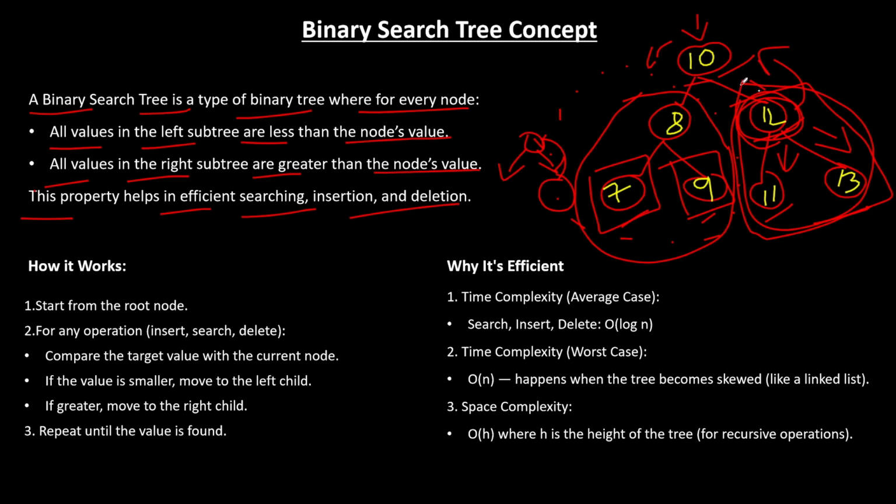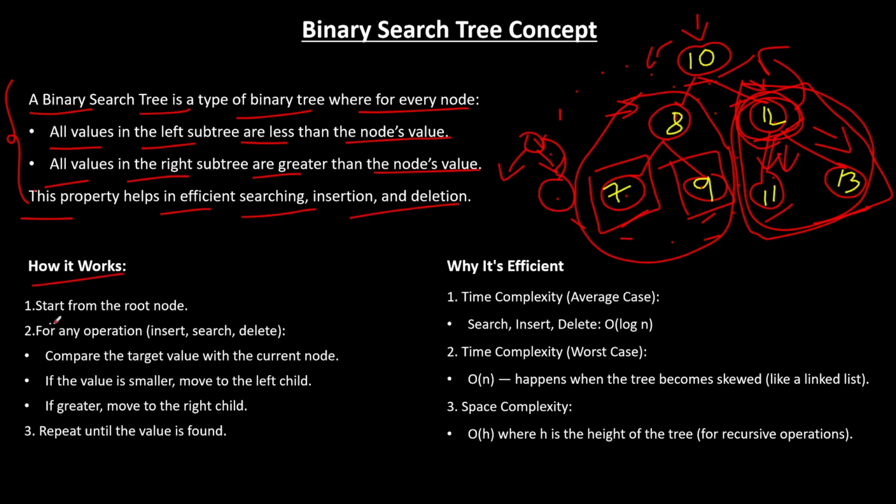10 is smaller than 12, but 11 is greater than 10 and smaller than 12, but it is in the left subtree of 12, right? Similarly, on the left-hand side also, 8 is there, and to the left it is 7, but to the right it is 9, and 9 is smaller than 10. So everything in the left subtree will be smaller than that particular node, and everything in the right subtree will be greater than the particular node. That is what a binary search tree is.